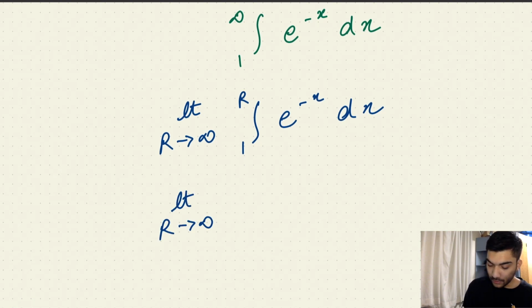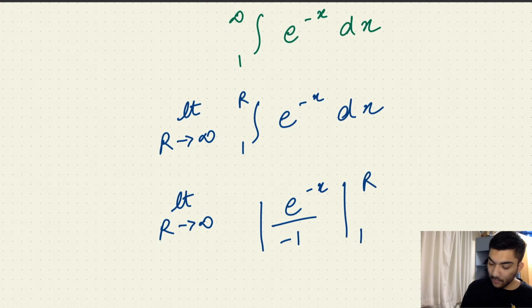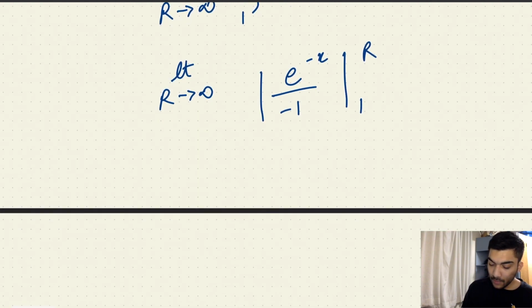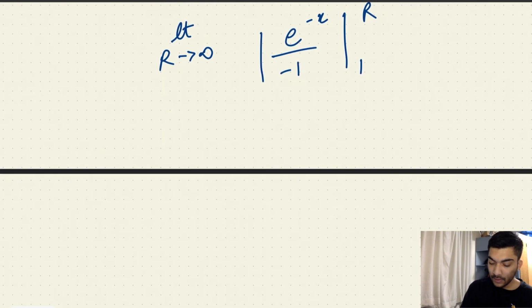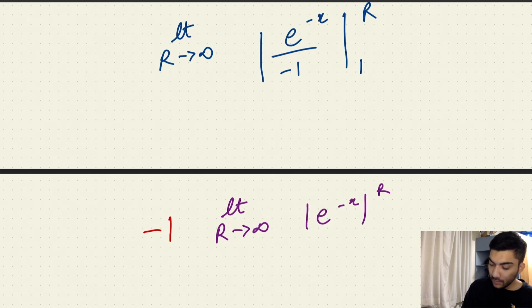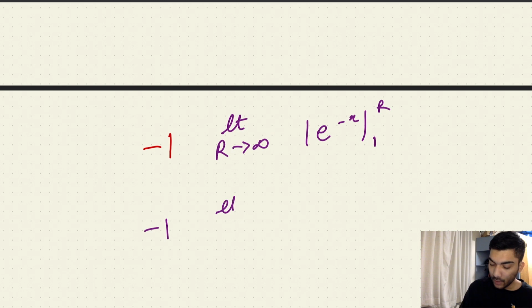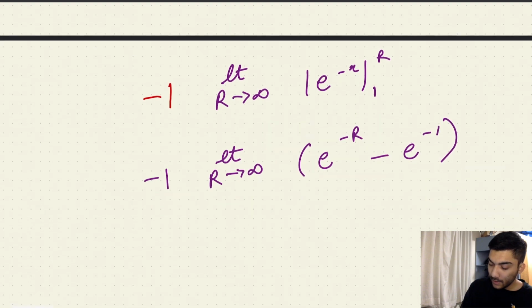And now we can solve this easily. We know that the integral of e to the power minus x is basically e to the power minus x upon minus 1 with the endpoints 1 and r. We can take this minus 1 out to avoid any confusion. So if we take this minus 1 out, this would basically be limit r approaches infinity e to the power minus x with the endpoints r and 1. And now this would be limit r approaches infinity. The inner expression will be simply e to the power minus r minus e to the power minus 1 over here, right?